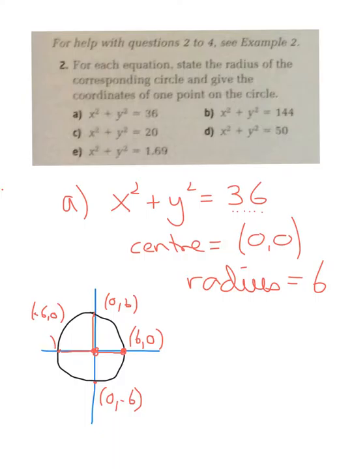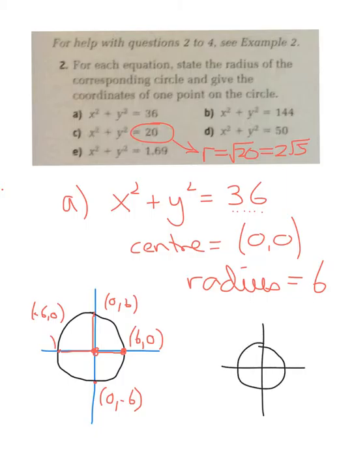Now, if you take a question like question 20, the radius for this one would be the square root of 20, which is 2√5. So therefore, the 4 points on the circle would be here. That would be √20 or 2√5, 0, and everything else would be similar to the question we just did in terms of finding the 4 points or a point on the coordinate on the circle.